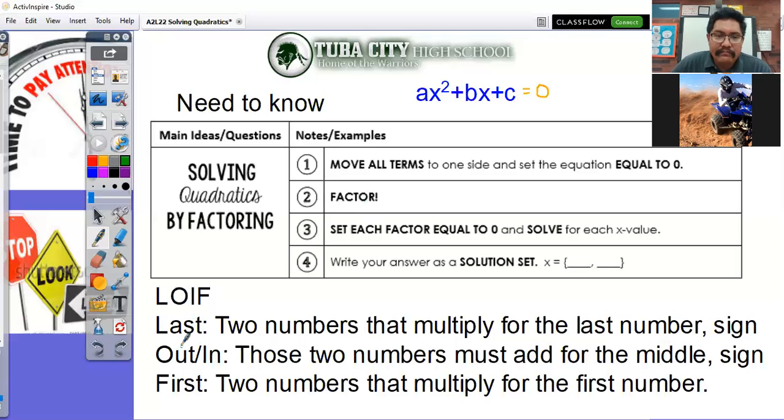Then your middle step is to take those same 2 numbers that you used in step 1 and make sure that they add together to make the middle number, the b value. The sign also matters with that one, because the sign will tell you whether you are subtracting them, adding them, or some combination of that. And then the last thing you do is the first number, and that is pick 2 numbers that multiply to the first number. With some of these, you do have to do a little bit of trial and error, which means see if it works. If it doesn't work, change something and try again.